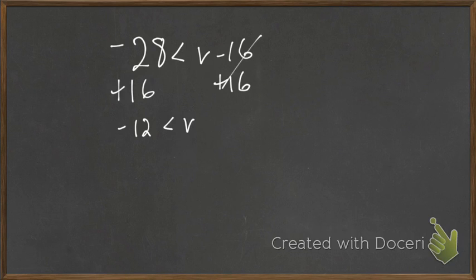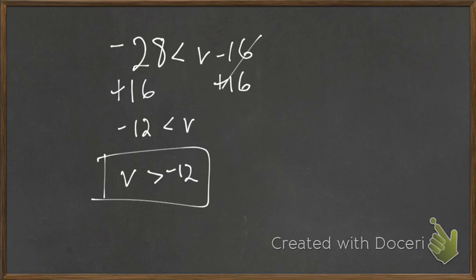But because v is like our reference point, I like to rewrite this. What part of the inequality is pointing toward v? The open or closed side? Open. So to keep my relationship the same, the open side still needs to point to my v when I put it on the left, right? Yes. If v is larger, v is larger. So that's why v is greater than negative 12.